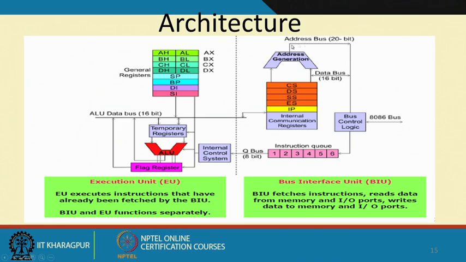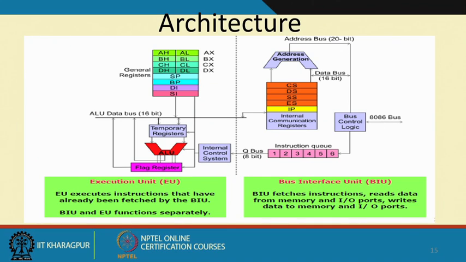So a 20-bit address bus is going out, and out of that the lower order 16 bits will be taken as the data bus when it is doing the data operation, and there is a bus control logic. So from the bus control logic this bus will come out. So ultimately one bus is coming out of the 8086 processor.